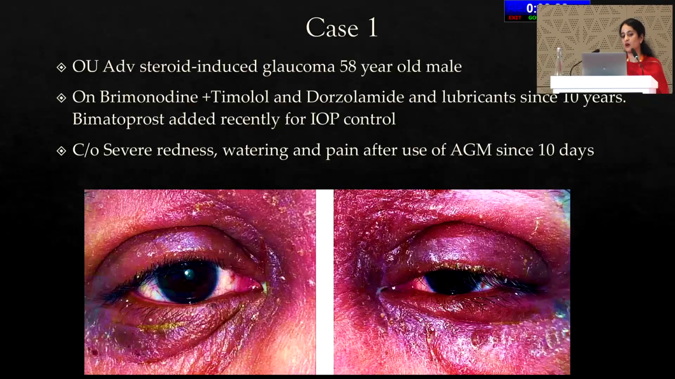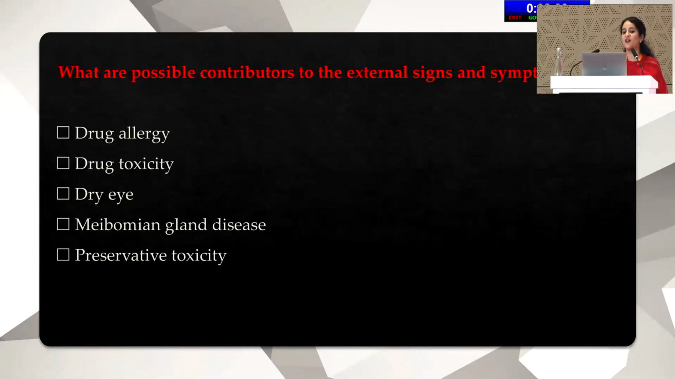Now this is a case of bilateral advanced steroid-induced glaucoma. He's, say, a 58-year-old male on brimonidine and timolol and Dorzox with lubricants since 10 years. Recently, for IOP control, prostaglandins were added. And within 10 days, this patient comes with severe redness, watering and pain. So I see a lot of postgraduates sitting here, which is so good. What are the possible contributions that you think are causing these signs and symptoms? Is it drug allergy, toxicity, dry eye, meibomian gland disease, or preservative toxicity?